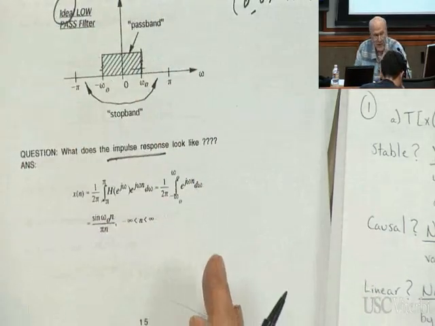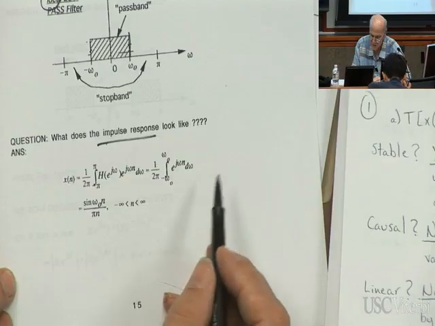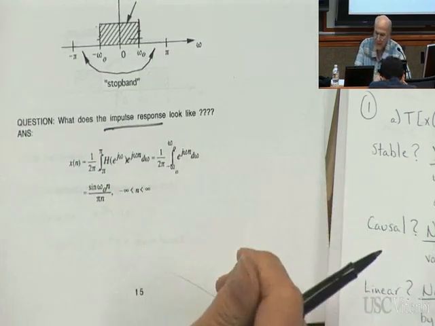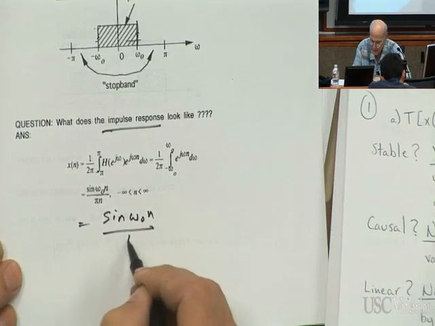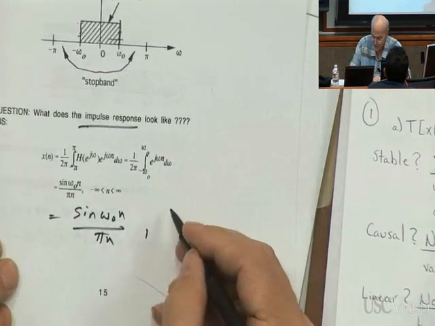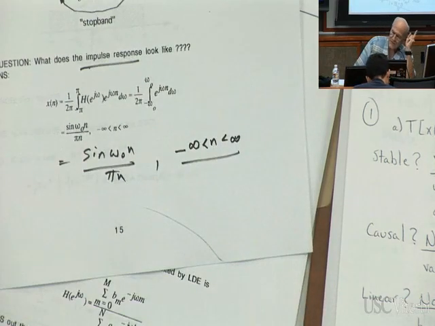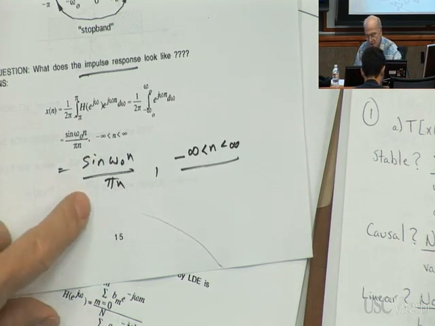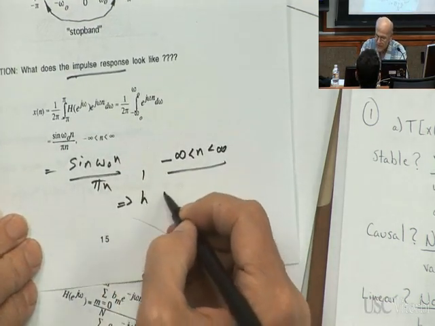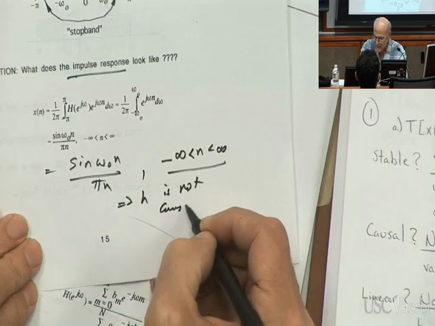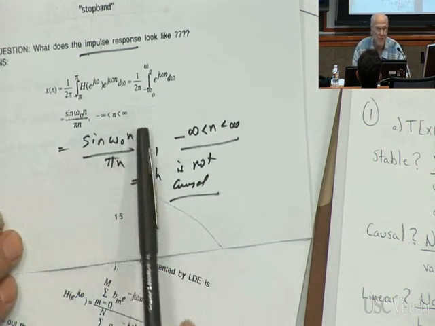So if that's H, you can compute its impulse response. In fact, it's a very simple integral. The inverse DTFT is just the integral from minus omega naught to omega naught of e to the j omega n. That's it. And it turns out to equal a sinc pulse, sin(omega naught n) over pi n. However, I should point out, this is for minus infinity less than n less than infinity. So what does that tell you? If the system is linear shift invariant, which it is, that tells you that h is not causal, right? Because for an LSI system to be causal, its impulse response must be 0 for n less than 0.